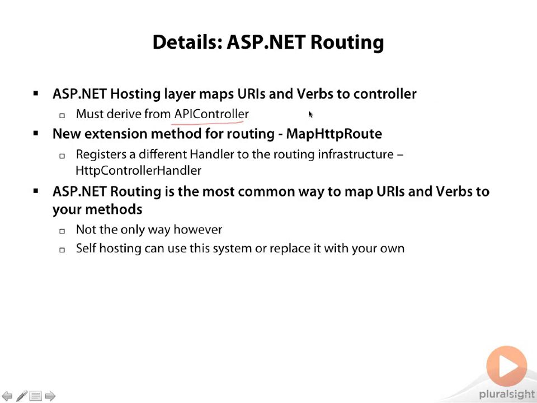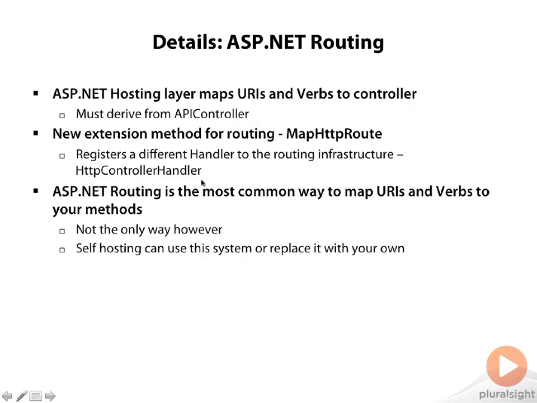In terms of mapping routes, there's a new extension method called MapHttpRoute. It allows you to essentially register a different handler. And when you register that different handler, it's going to make the difference between the URI and verb getting routed, let's say, to some MVC controller versus getting routed to the API controller. This little bit of magic, the HTTP controller handler takes care of.